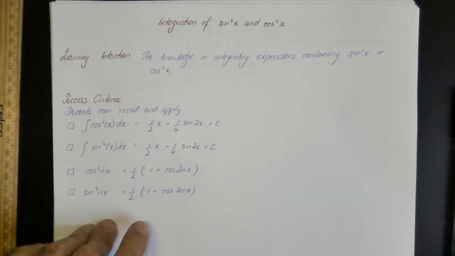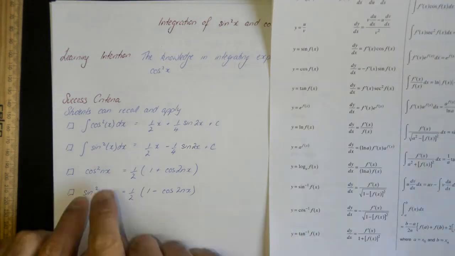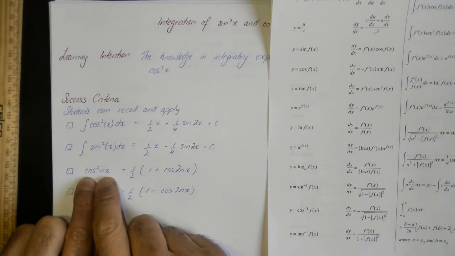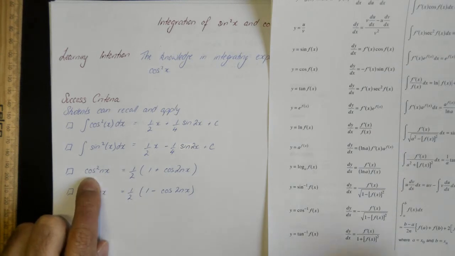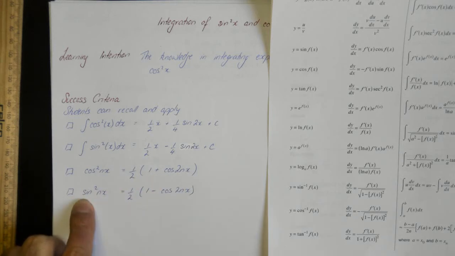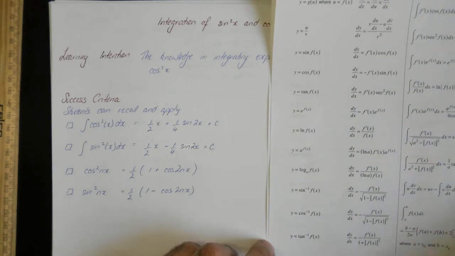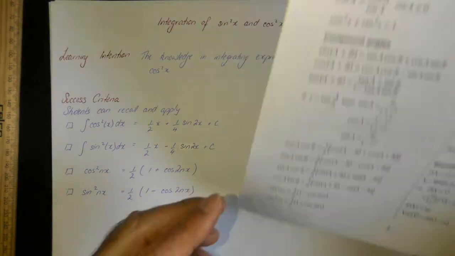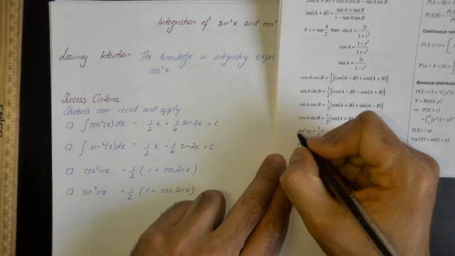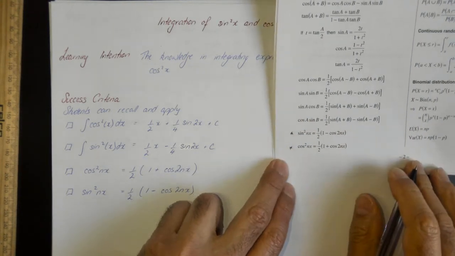Now on our formula sheet, we have these two. So cos squared nx equals a half of 1 plus cos 2nx, and sine squared nx is a half of 1 minus cos 2nx. Now that is on page 2 of our formula sheet.